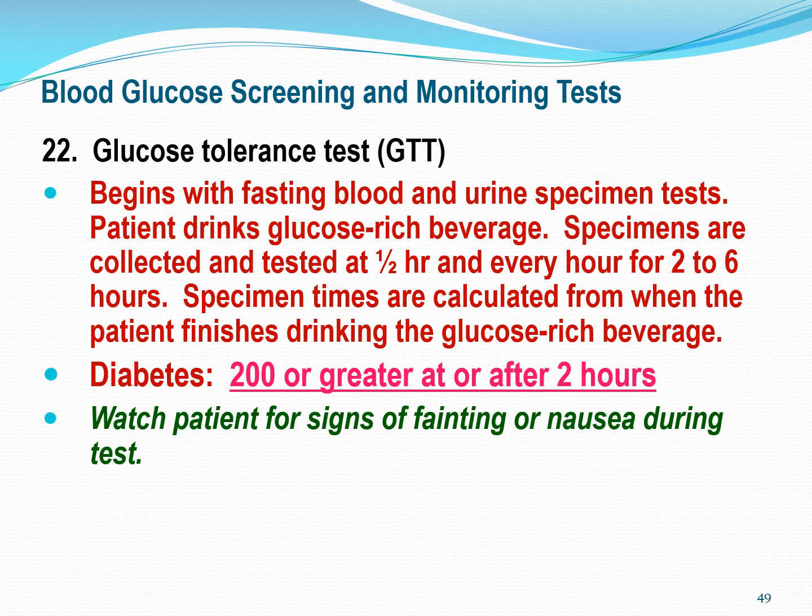So the GTT, the glucose tolerance test, begins with a fasting blood and urine specimen taken and tested. Then the patient drinks a glucose-rich beverage. Specimens are collected and tested at the half hour after drinking it, and every hour for 2 to 6 hours. Specimen times are calculated from when the patient finishes drinking the glucose-rich beverage. 200 or greater at or after 2 hours would signal diabetes. You want to watch your patient for signs of fainting and or nausea during this test.